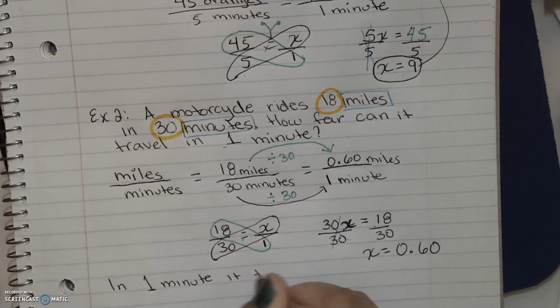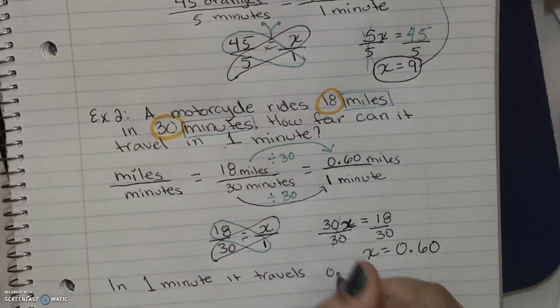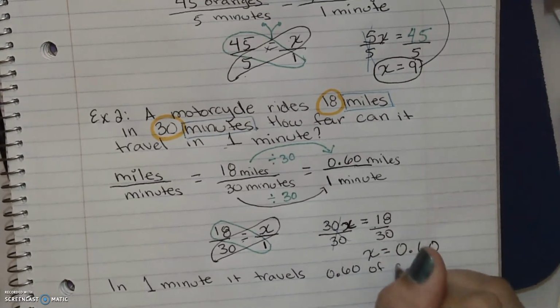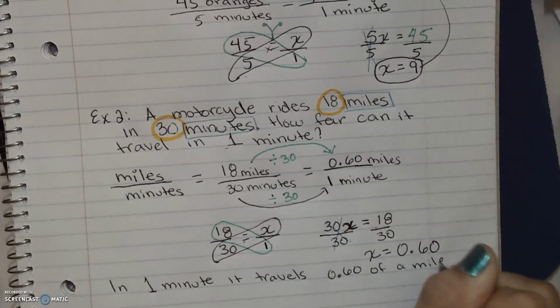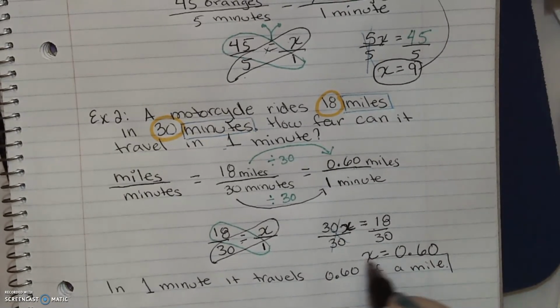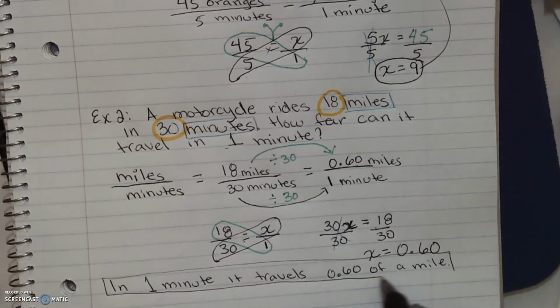Okay, so the answer would be in 1 minute, and I'm going to put the little one here, it travels 0.60 of a mile. So that's over half a mile. Go ahead and box that in, and that would be your answer.